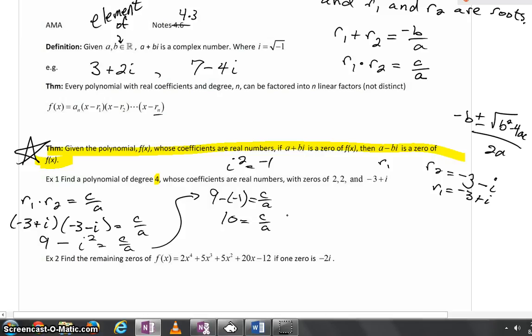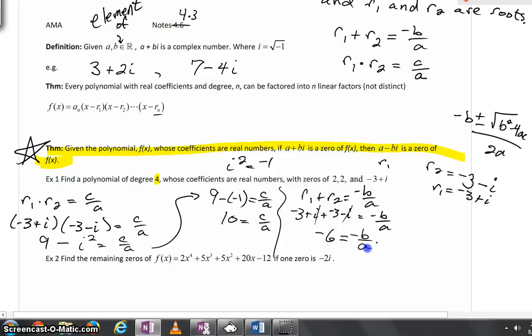You can say, okay, where are we going with this? Well, there's another part. What's R1 plus R2 going to equal? Opposite B over A. Here's negative 3 plus I plus negative 3 minus I. What does that work out to, guys? Look at the I and the negative I canceling. We get negative 6. We're just adding them.